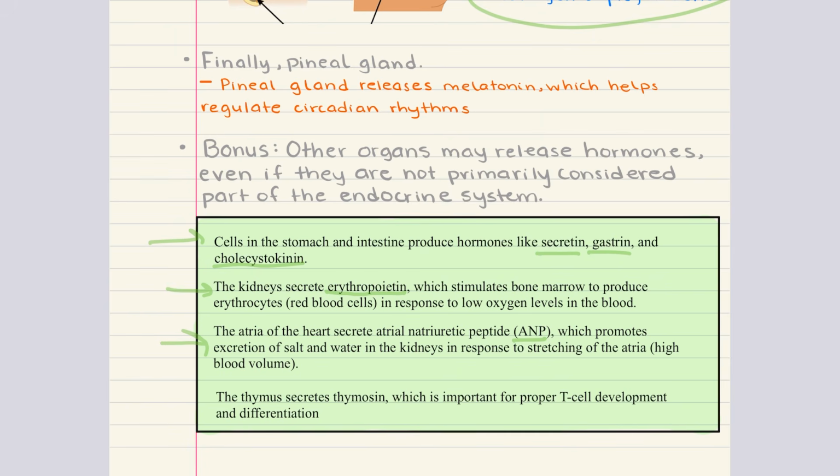Finally, the thymus, which is most active during childhood, secretes thymosin, which is a hormone that's crucial for the development of T cells. This is a type of white blood cell that's involved in adaptive immunity. So with that, we conclude that endocrine signaling is not confined to just a few glands. Nearly every major system in the body is involved in hormone production or response. And with that, we've completed this chapter.